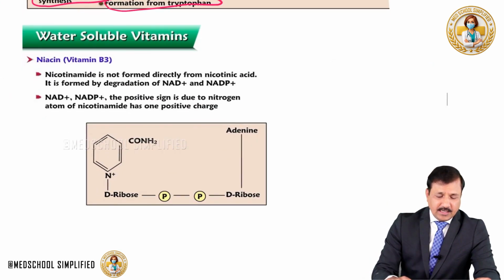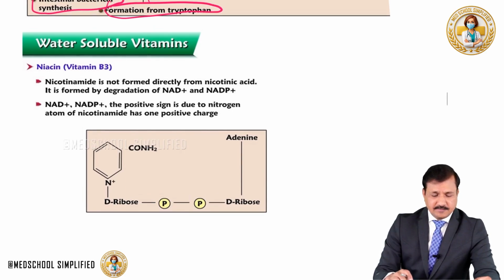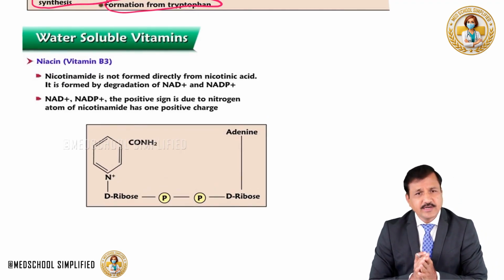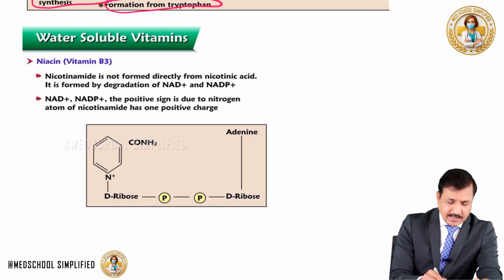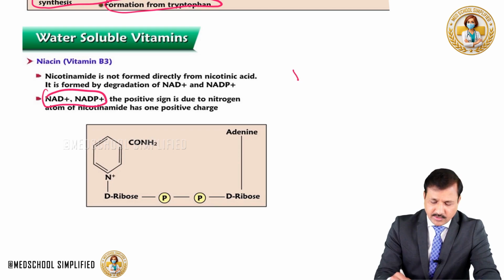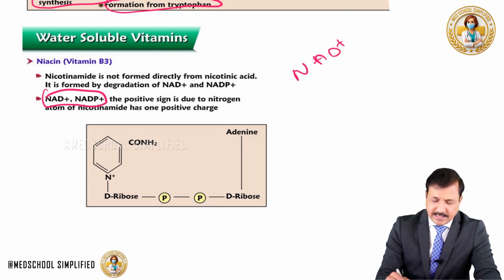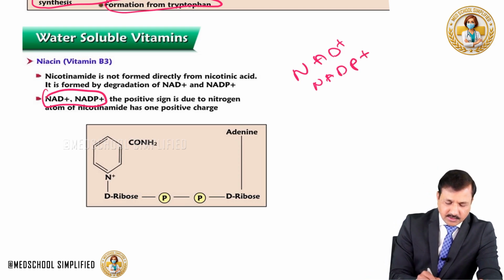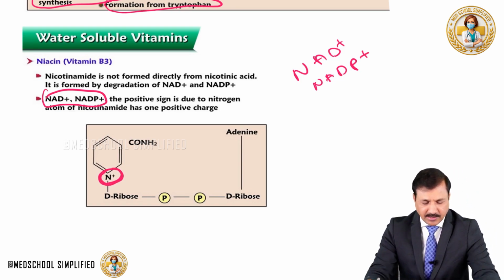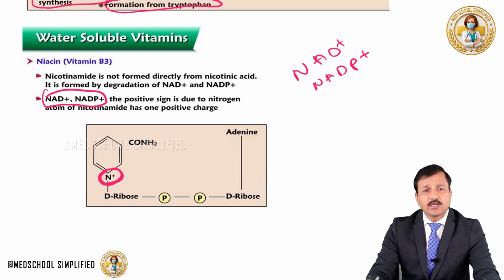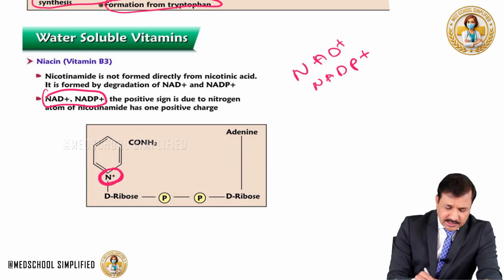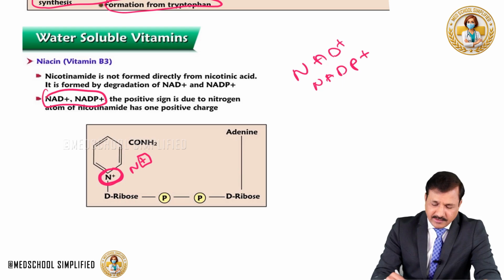Alright. Now let's see this nicotinamide that is formed here, which we refer to as NAD plus and NADP plus. I want you to remember why we call it NAD plus or NADP plus. In order to understand that, you need to look at the sign that is present on the nitrogen attached to this nicotinamide adenine dinucleotide or nicotinamide adenine dinucleotide phosphate. There is a positive sign here, N plus is there, and that's why we need to write this as NAD plus or NADP plus.